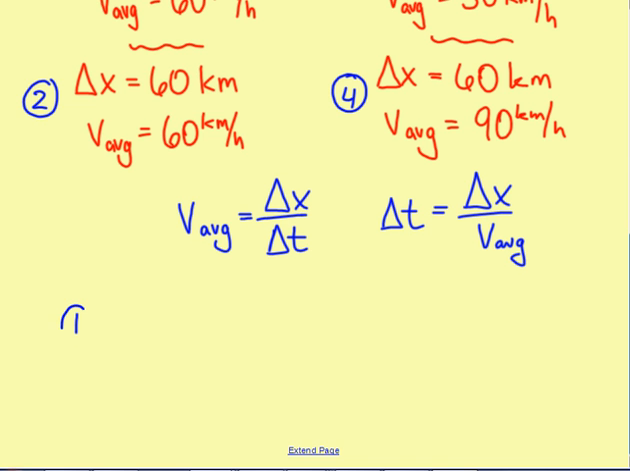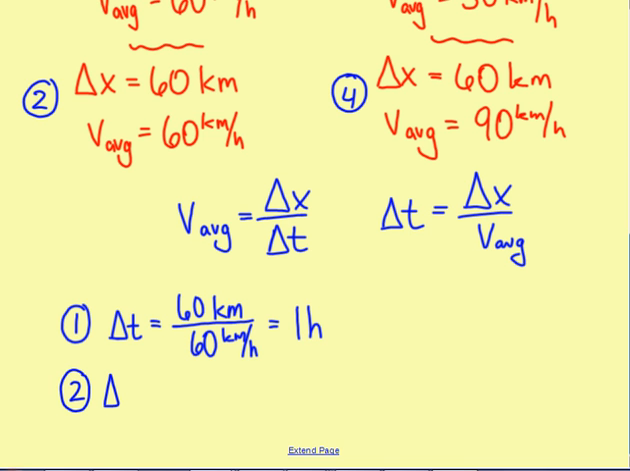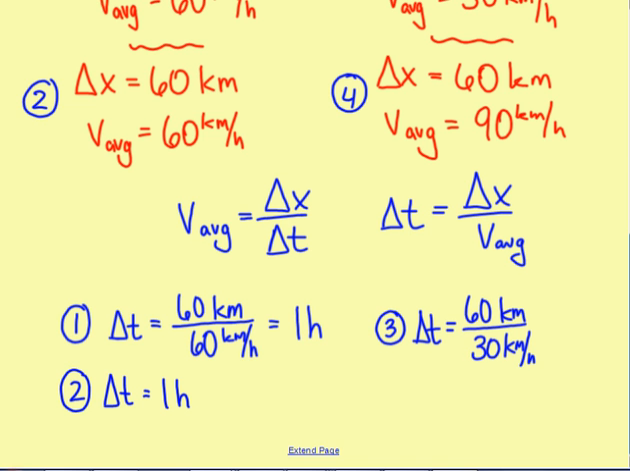Okay, so for part 1, I'll have that time is delta x, or 60 kilometers, divided by V, or 60 kilometers per hour. That gives me 1 hour. Part 2 is the exact same math, so we know that's also going to take 1 hour. For part 3, delta t equals 60 kilometers divided by 30 kilometers per hour. That takes 2 hours.